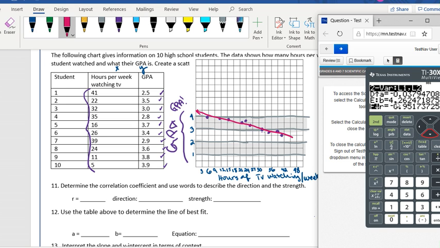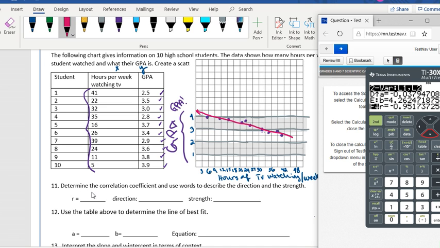So if I can stay on the right button, there's my A, B, and R. First of all, I have a negative 0.95, which is a really, really strong correlation. Might as well get this written down. A, boy, they're weird. I'm going to write it down. A is negative 0.04. B is 4.26. And R is negative 0.95. I wrote it down with a pencil so that I can go back and have it.